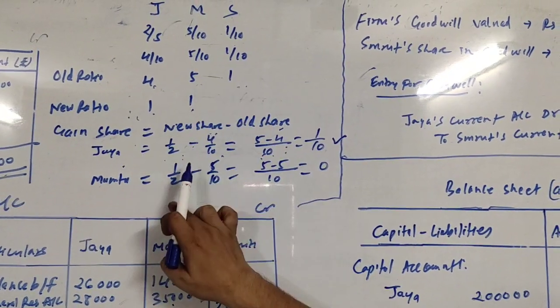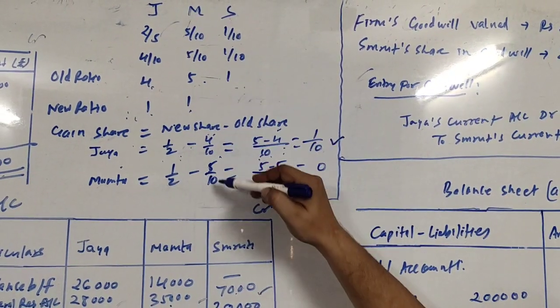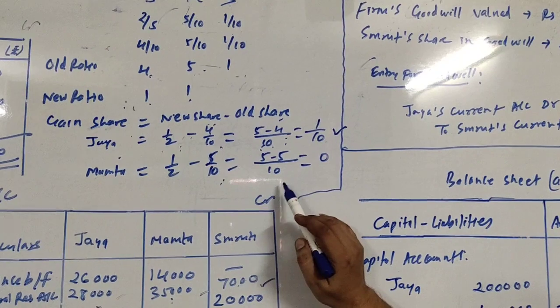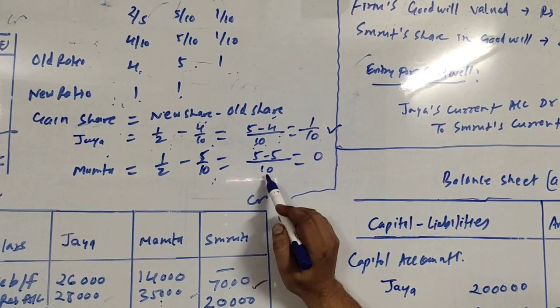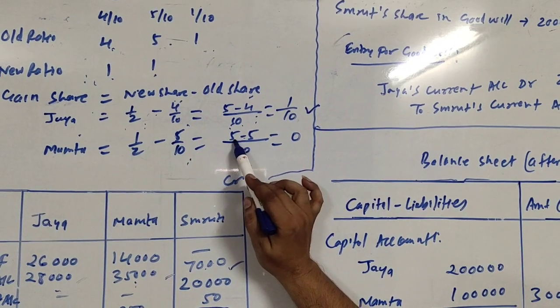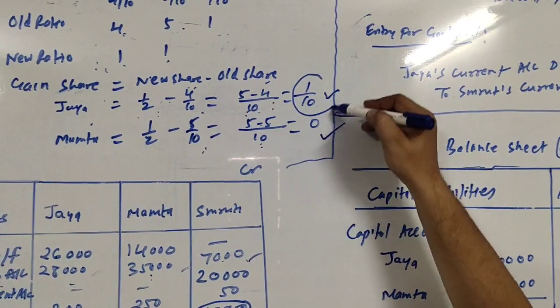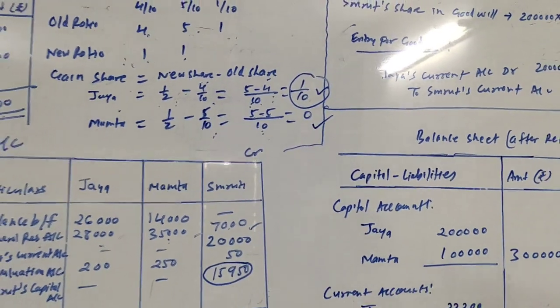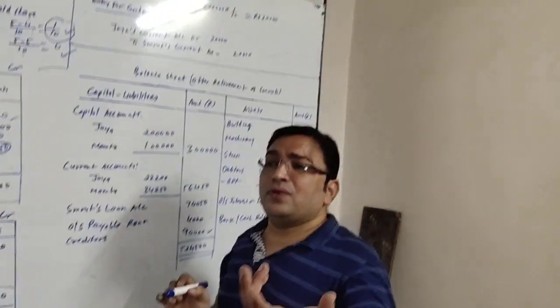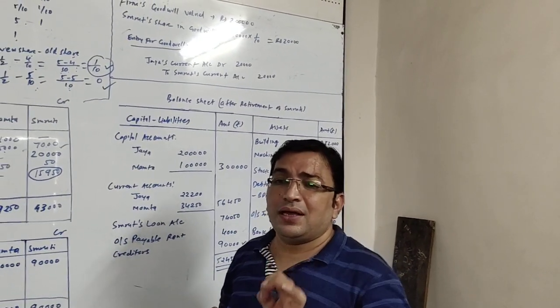Let's talk about Mamta. Mamta's new share is 1/2 and old share was 5/10. So 1/2 minus 5/10, 10 will be LCM. 2 5s are 10, 5 1s are 5, and 10 1s are 10, 1 5 is 5. So 5 minus 5 upon 10 is 0. So only Jaya is gaining here. Jaya is gaining, and who is sacrificing? We know the retiring partner is sacrificing. Who is the retiring partner? Smruti.